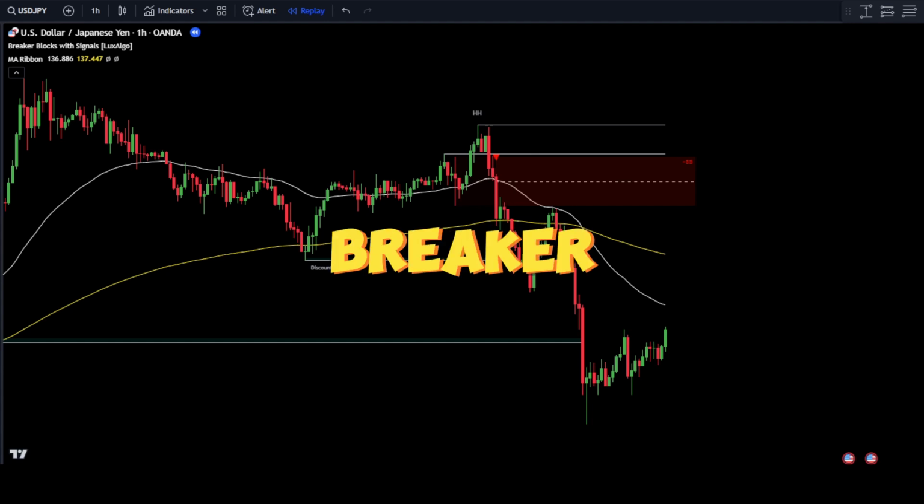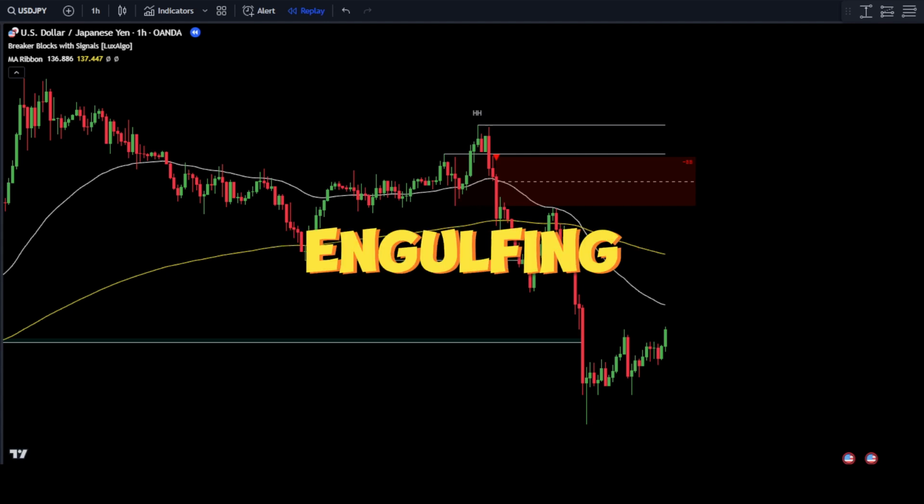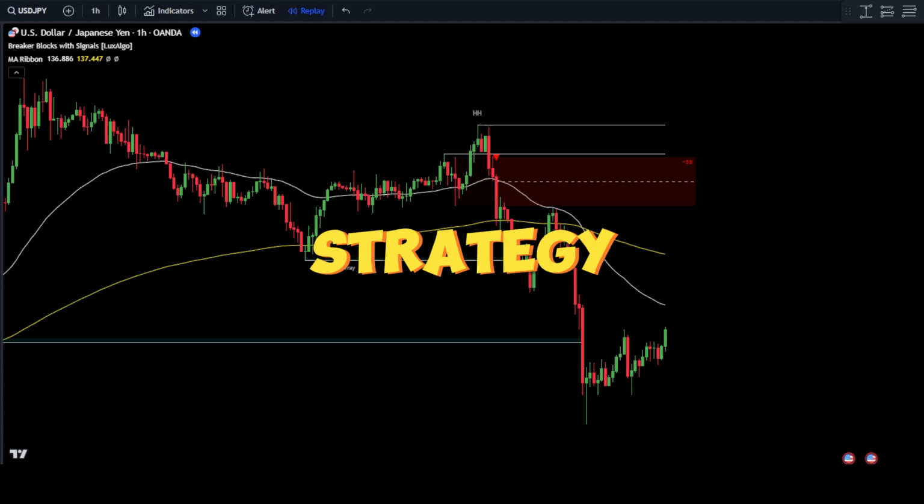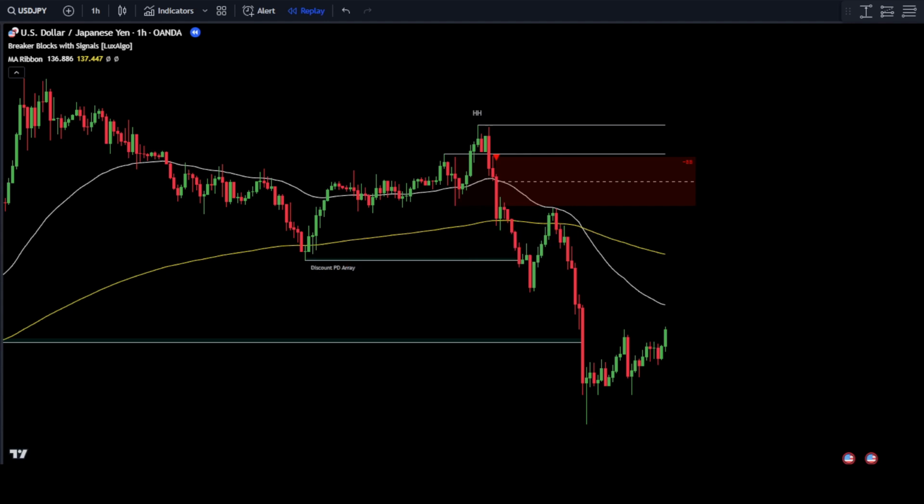We will use the breaker block strategy combined with the price action candlesticks reversal method. Therefore, you should understand price action candlestick reversal methods such as bullish engulfing and bearish engulfing patterns to use this trading strategy. Now let's discuss how to use the breaker block trading strategy.